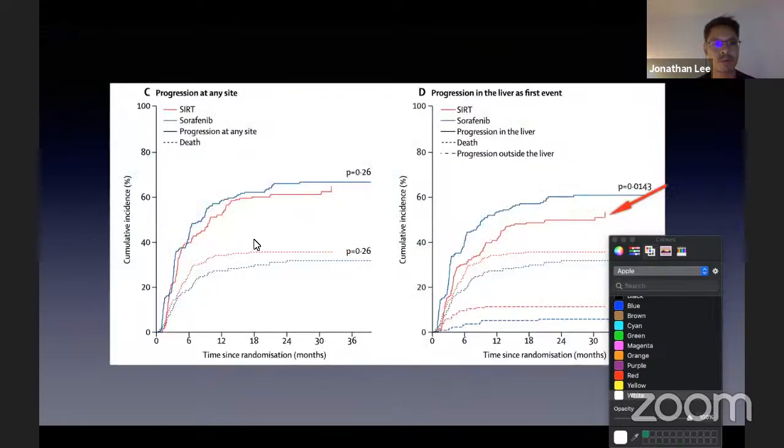Here we've got some more graphs looking at progression of any disease at any site on the left side. Again, more or less the same. But interestingly, on the right side rather, we've got progression in the liver as a first event. And there's a little pointer here, just pointing out that the SIRT group actually has a lower incidence overall.